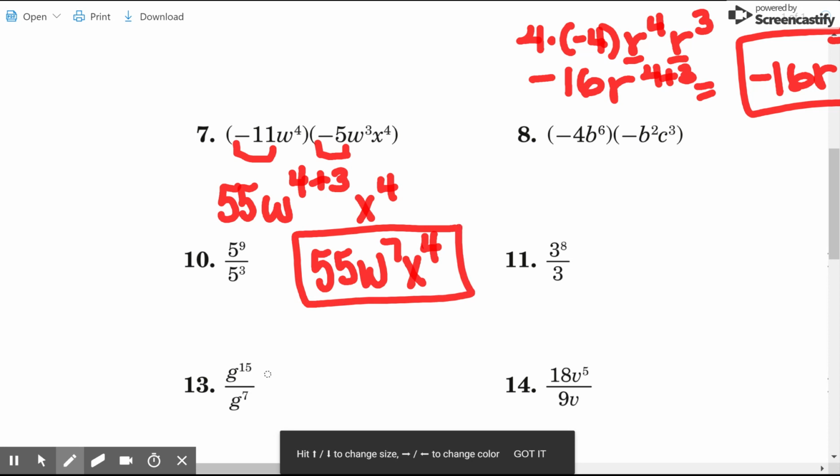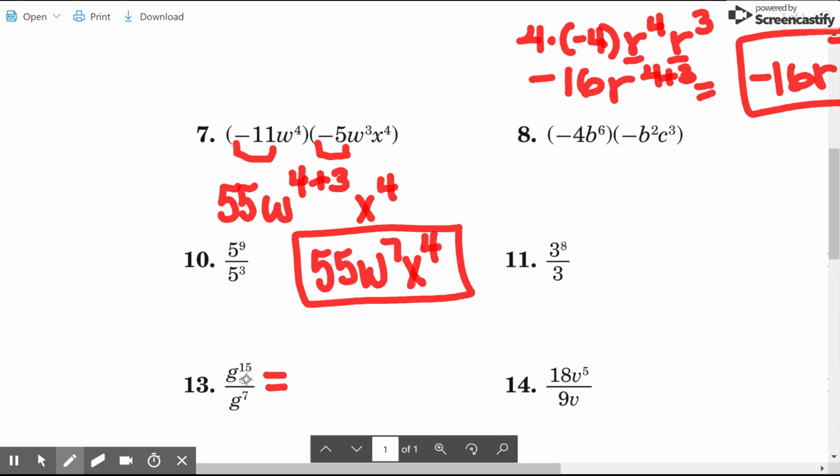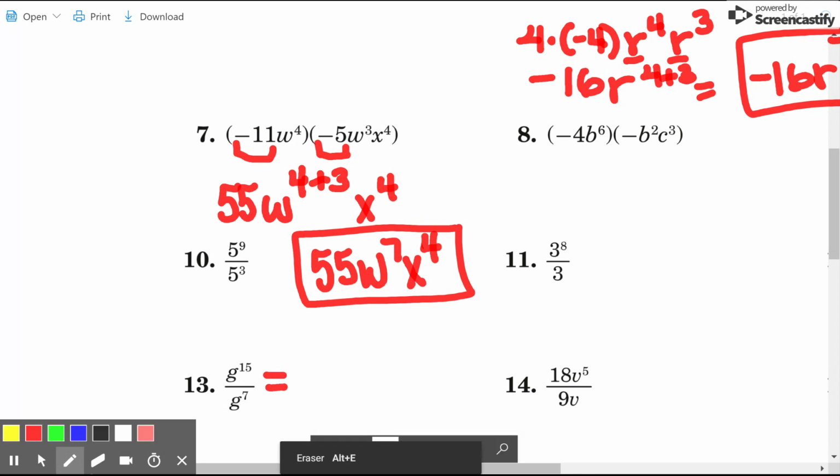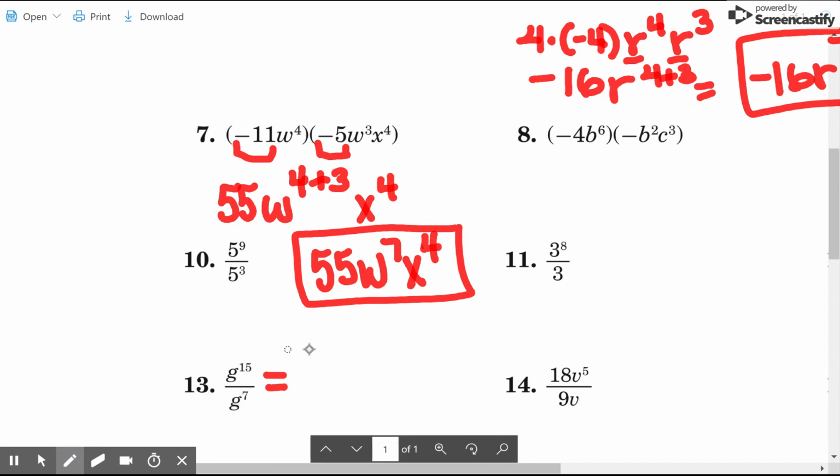Looking at number 13, when you have the same base, and here we do have g, so when you have g and g in the denominator, you take the exponents and you subtract them. So this becomes g to the 15 minus 7, or g to the 8th.